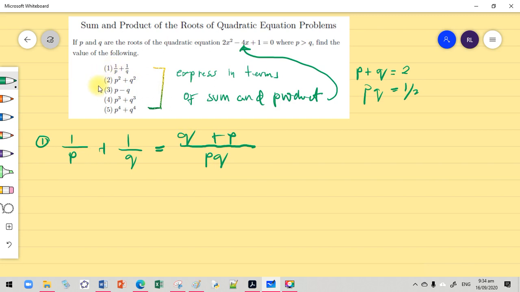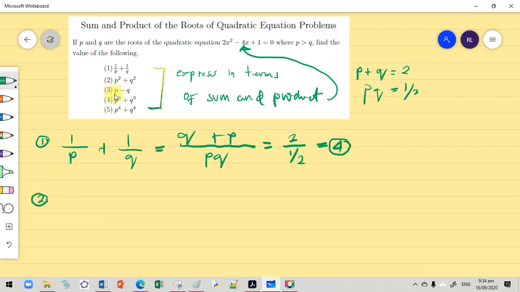Let's find a way, using factorization and whatever identities we knew before, to rewrite this in terms of sum and product. So let's substitute. We know that P plus Q is 2, and PQ is 1/2, so it's just asking how many 1/2 are there in 2. Therefore, that is 4. The value of number 1 is 4.